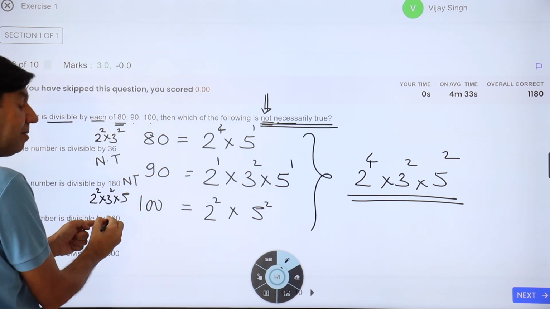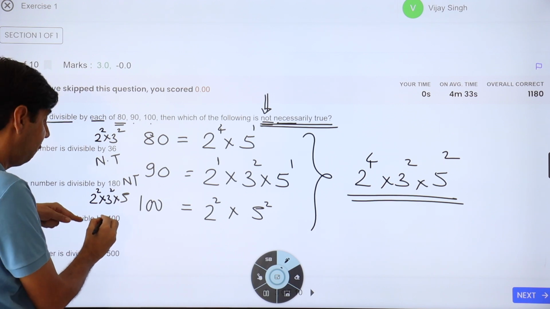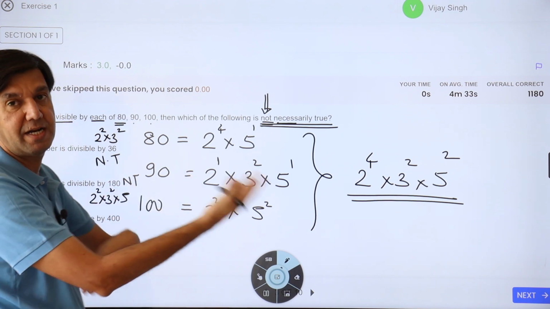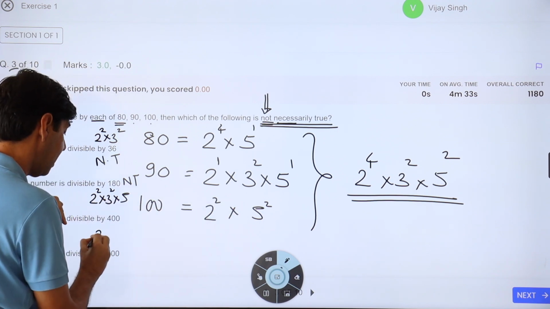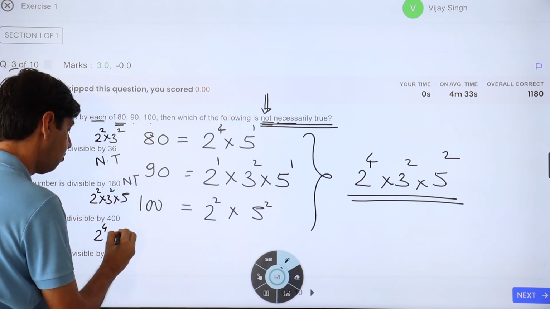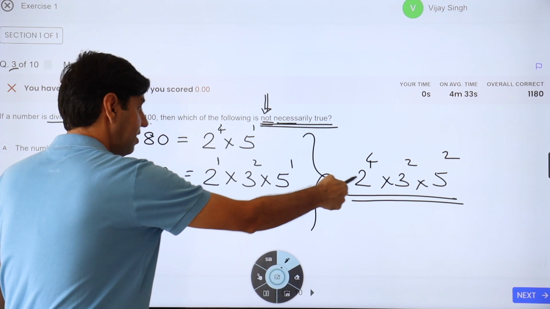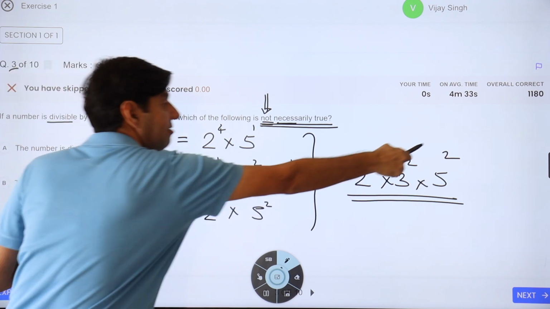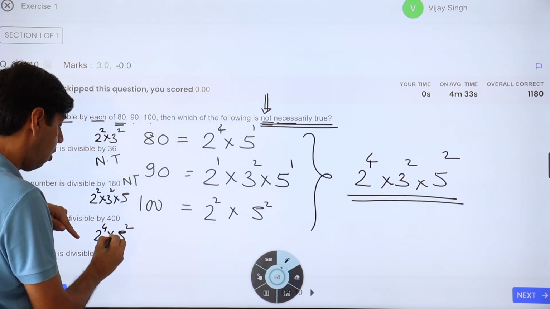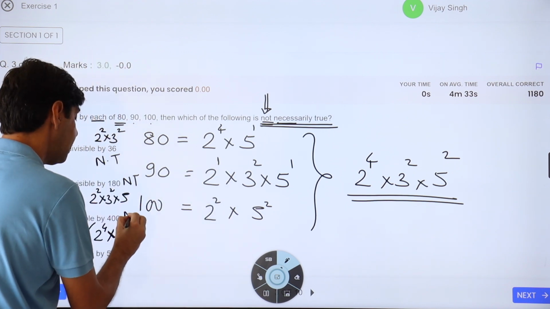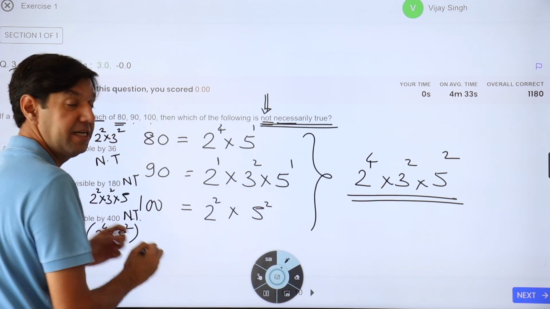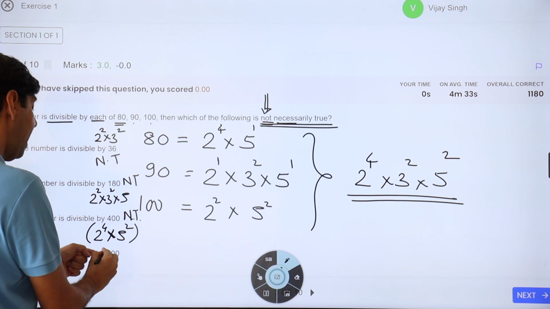The number is divisible by 400. 400 is 4 into 100. 100 we already have, so this into 4 is as good as 2 raised to 4 into 5 square. Is the number divisible by 2 raised to 4? Yes. Is it divisible by 5 square? Yes. There's no common factor, so it will be divisible by the product also. So this statement is also necessarily true.